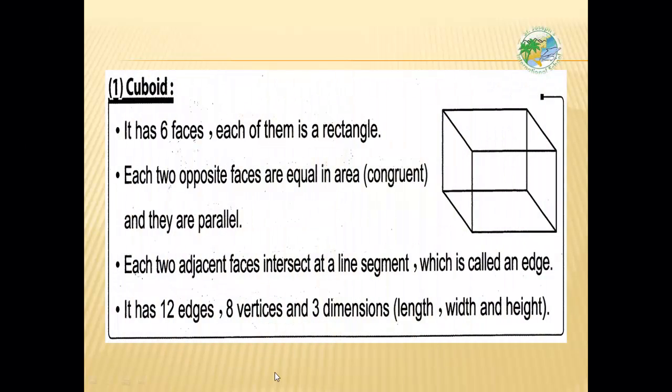Now our lesson is the cuboid. So this solid is called what? Cuboid. It has 6 faces, each of them is a rectangle. Its 2 opposite faces are equal in area, congruent, and they are parallel. Its 2 adjacent faces intersect at a line segment, which is called an edge. It has 12 edges, 8 vertices, 3 dimensions: length, width, and height.